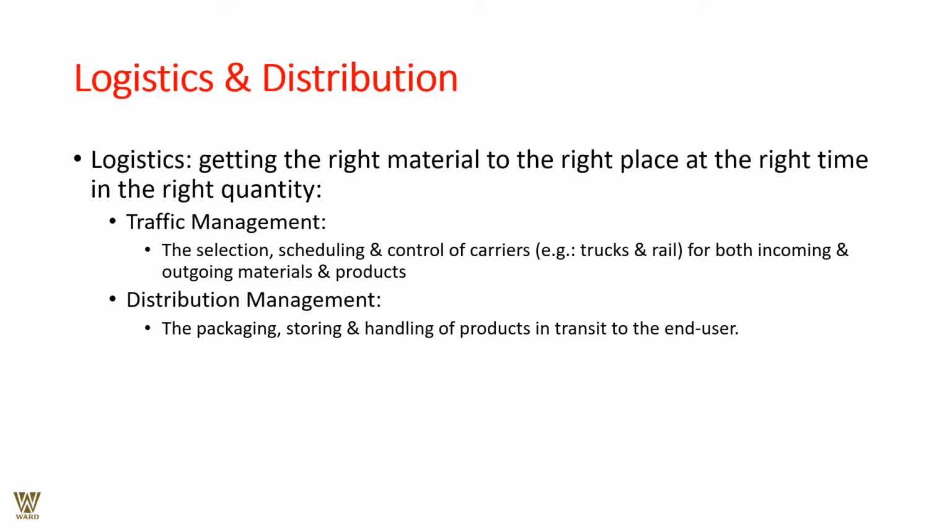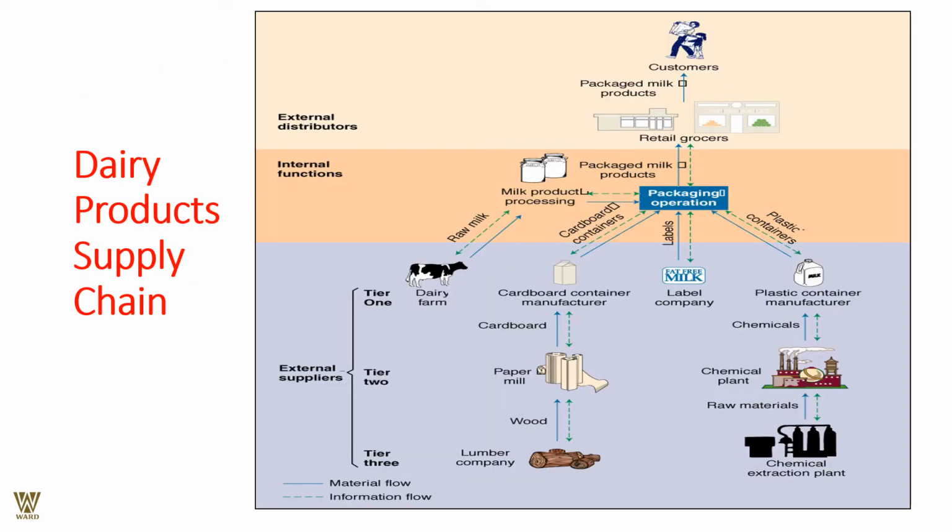So logistics and distribution: getting the right material to the right place at the right time in the right quantity, isn't that what we are looking into? The right material at the right place at the right time and in the right quantity. We are looking for traffic management. We are looking for the selection, scheduling, and control of carriers, which might be trucks, which might be rails, for both incoming and outgoing materials. Distribution management: the packaging, storing, and handling of product in transit to the end users per se. And that is what we are looking into.